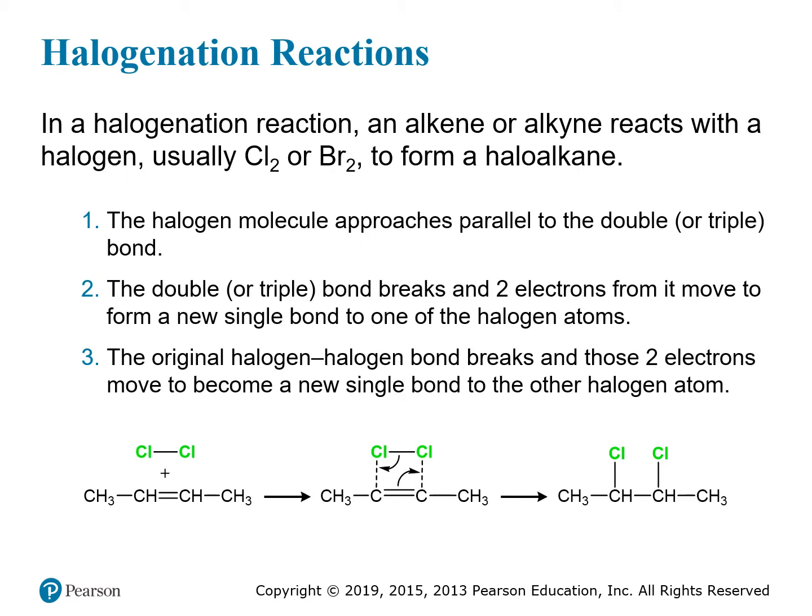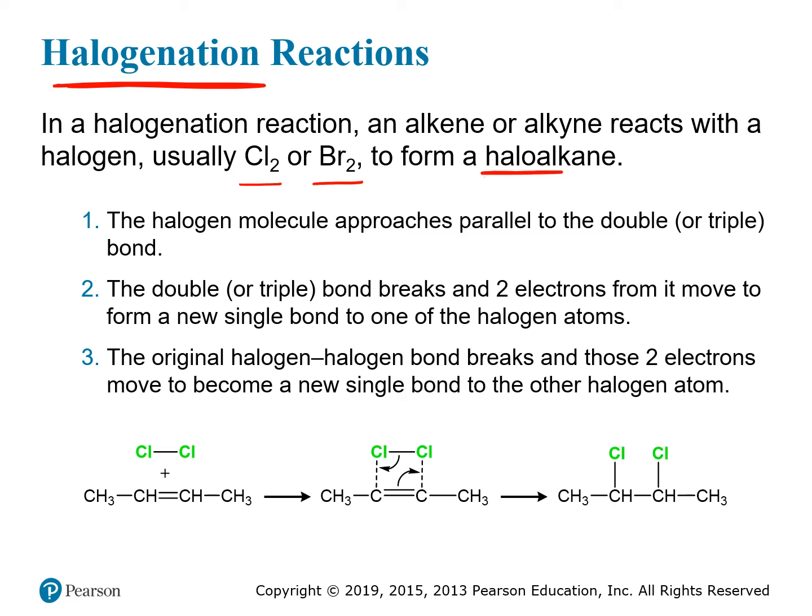The next addition reaction we're going to learn about is halogenation. And this is virtually identical to hydrogenation, except now we're adding a molecule of usually either chlorine or bromine to the alkene. That means that instead of just getting a regular alkane at the end, we're going to end up with a haloalkane, an alkane that has halogen substituents. But other than that, the mechanism is exactly the same.